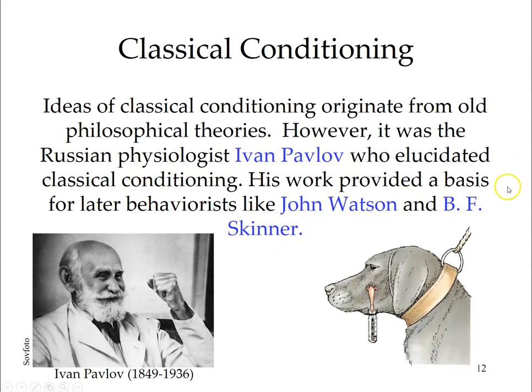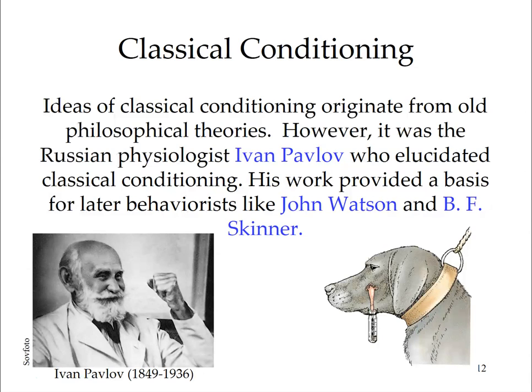So now, of course, the hero of classical conditioning is a guy by the name of Ivan Pavlov. His ideas of classical conditioning originate from old philosophical theories. However, it was a Russian physiologist who elucidated classical conditioning. His work provided the basis of later behaviorists like John Watson and B.F. Skinner. Pavlov explored the phenomenon we call classical conditioning, in which organisms associate stimuli and thus associate events.